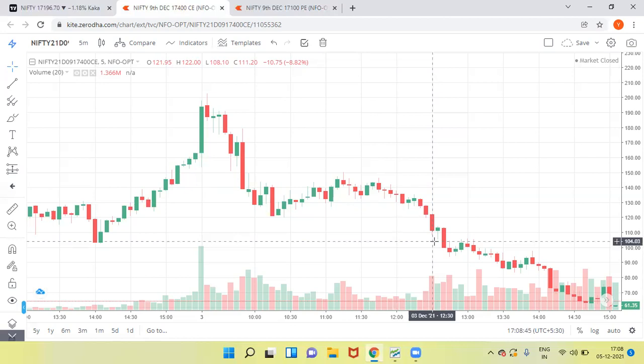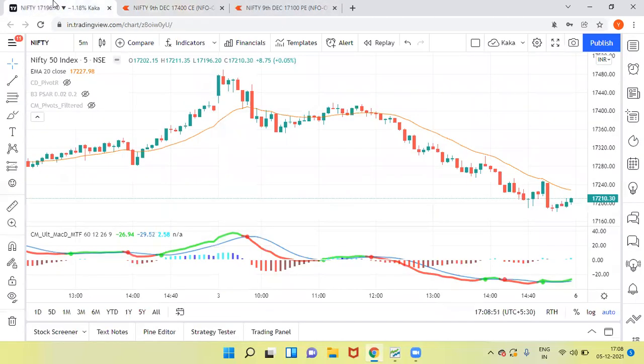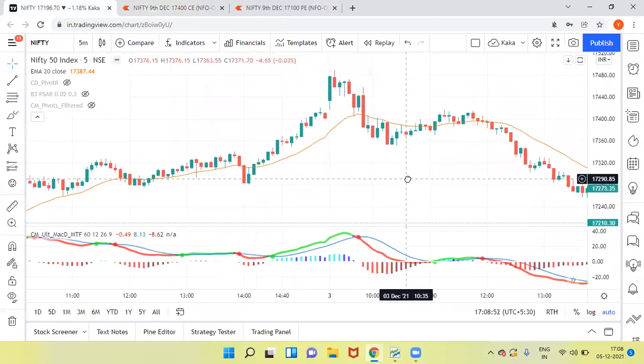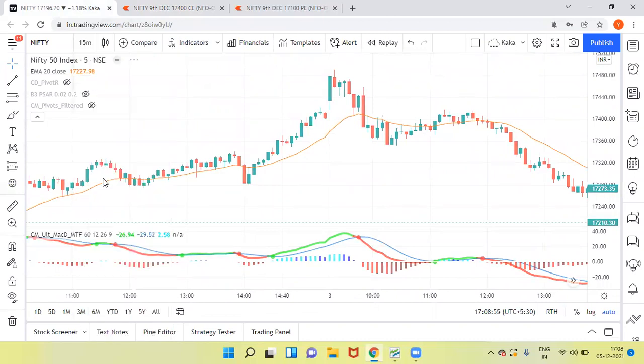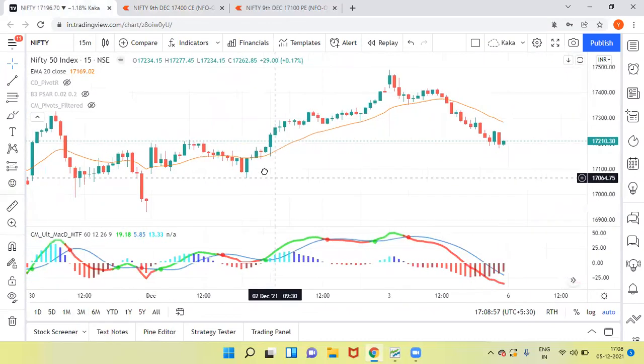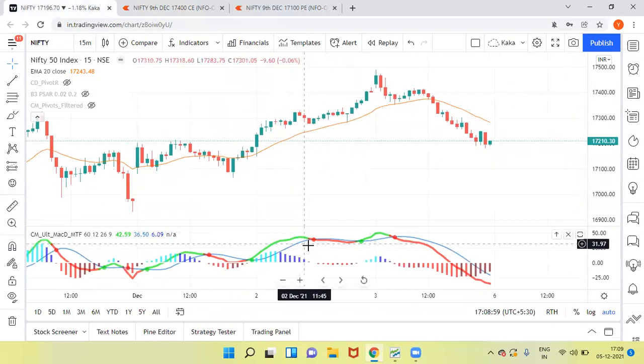The thing is that, does this strategy work every time? Does the target get taken out always before the stop loss? No, it doesn't work that way. And hence, we had taken this particular example. Let's see. It happened very recently.